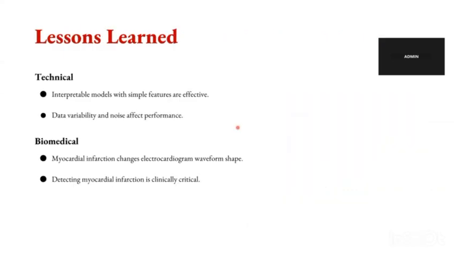And in the last slide, what we learned from this project: interpretable machine learning models with simple features are also capable of achieving good results, and ECG variability and noise can greatly impact performance and generalization, and myocardial infarction causes characteristic changes in the ECG wave pattern. In conclusion, our approach displays clinical potential. However, further work can be done by employing more features and a larger dataset.